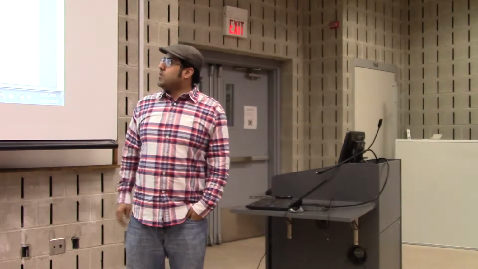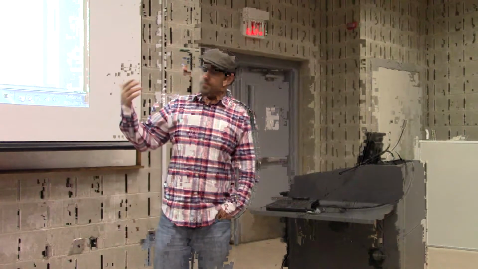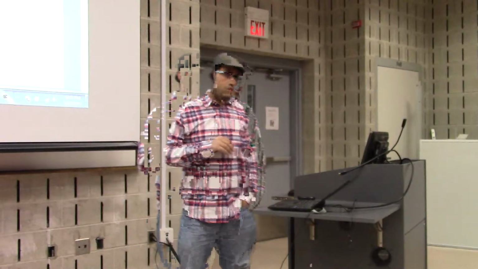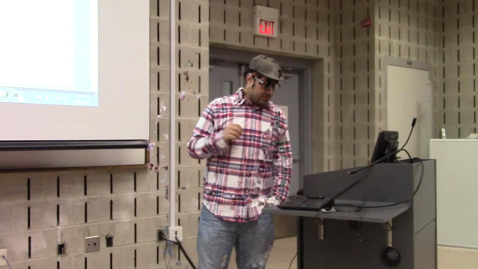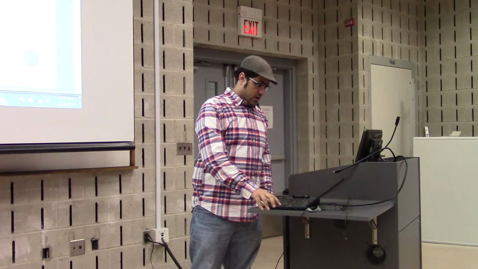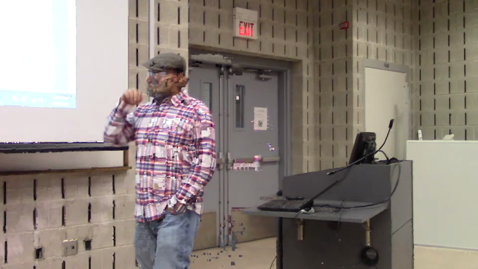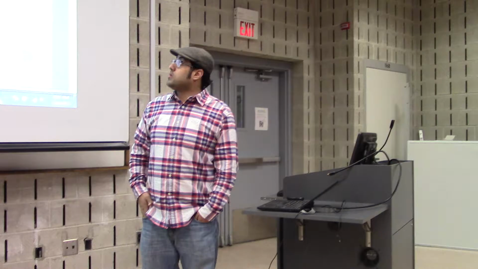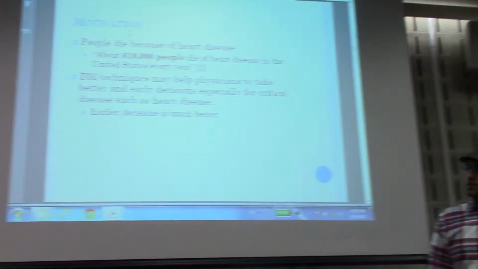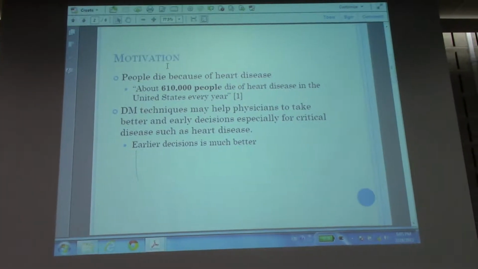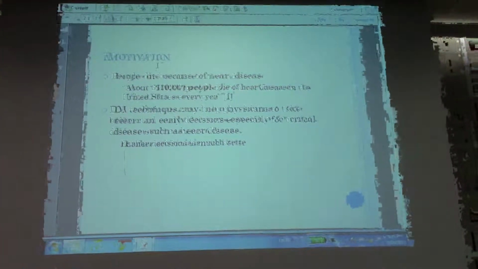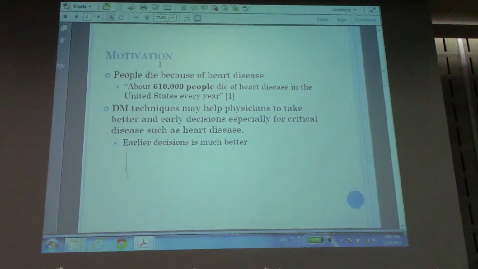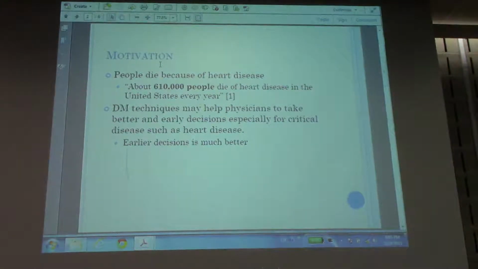Actually, what I was thinking about was something related to the medical field. That's why I chose heart disease data. The motivation, actually, is that a lot of people die because of heart disease. Statistics say that more than 600,000 people die because of heart disease in the United States every year. And personally, one of my friends died because of a heart attack at age 25.